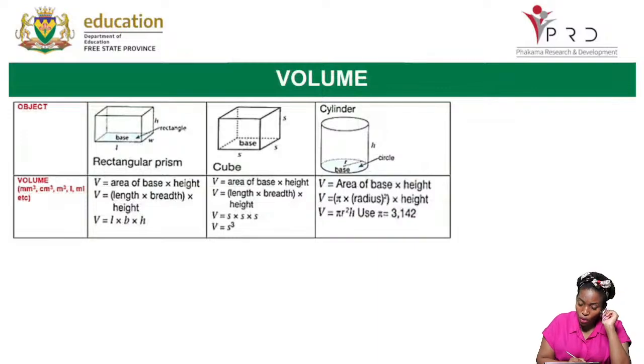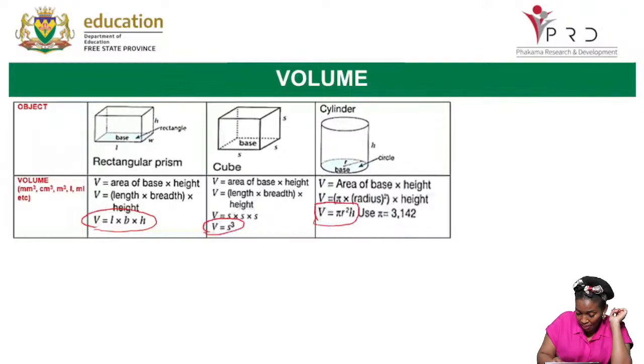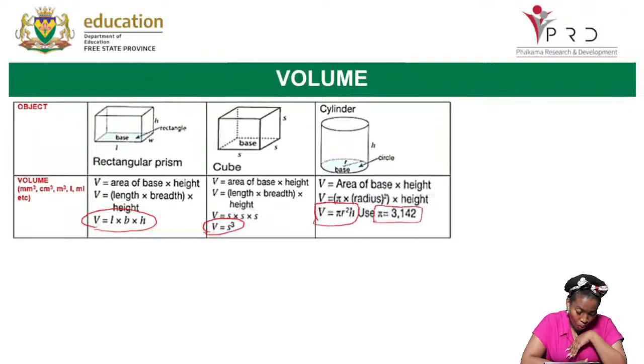The same with volume. Volume focuses on your 3D shapes. The volume of a rectangular prism is this one. The volume of a cube is this one. The volume of a cylinder is this one. You do not have to memorize them. They will be provided to you in the exam. Like this one, remember I said for pi, we use 3.142. But again, this will also be provided to you in the exam.